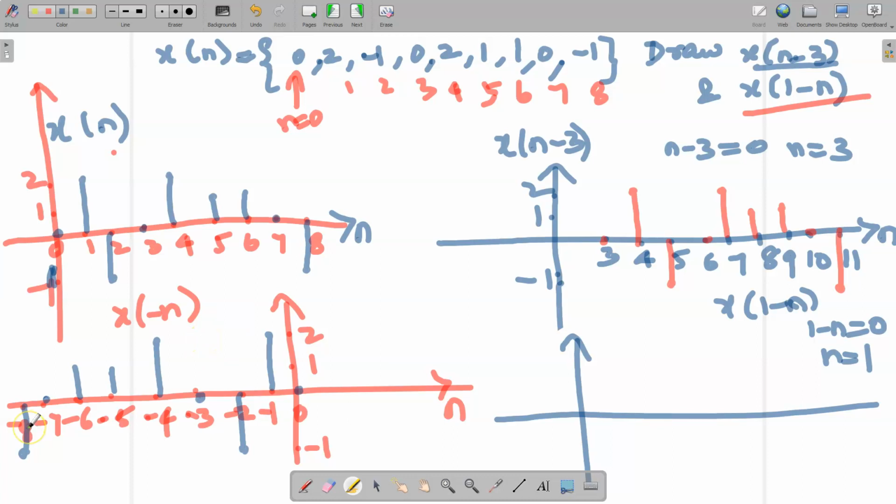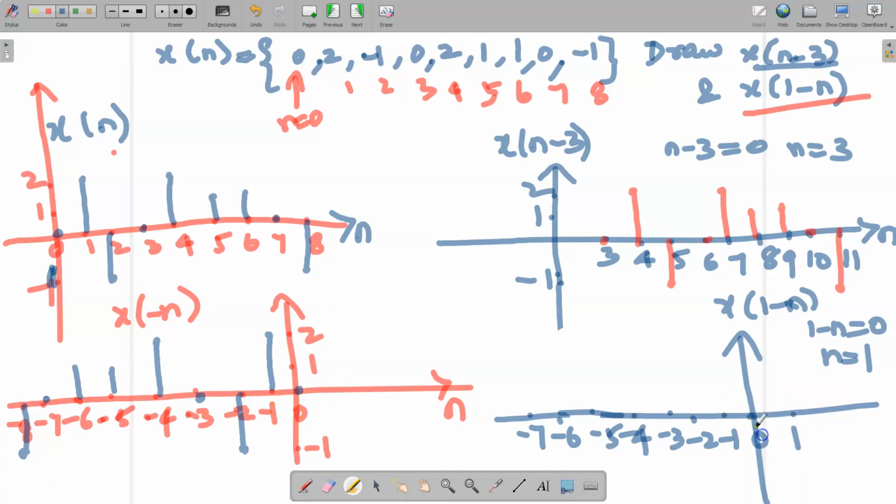So, minus 8 plus 1 is nothing but minus 7. So, I will start from minus 7, minus 6, minus 5, minus 4, minus 3, minus 2, minus 1 and then 0 plus 1 is nothing but 1, up to this it will come, minus 1 plus 1 is 0, up to this it will come. Okay. So, this is x of 1 minus n and your amplitude remains same 1 and 2, here it is minus 1. Just shift and draw your signal.